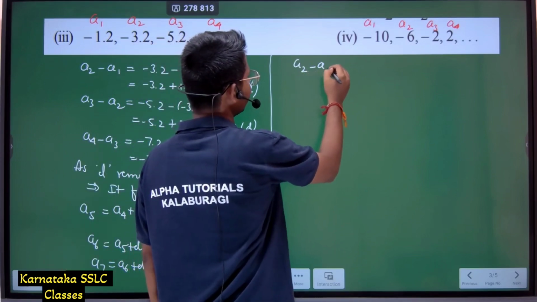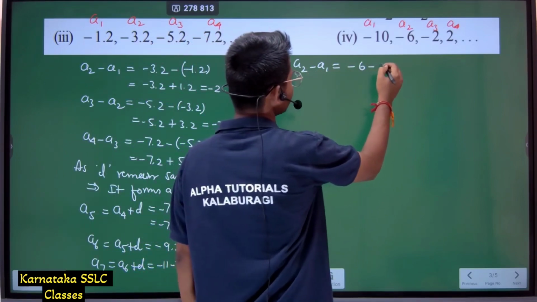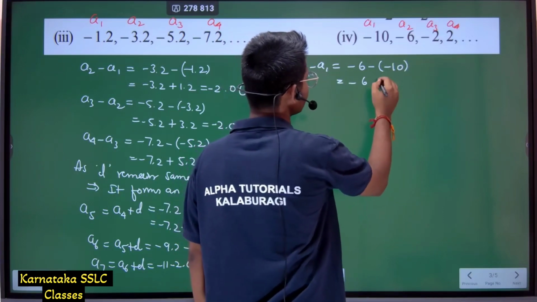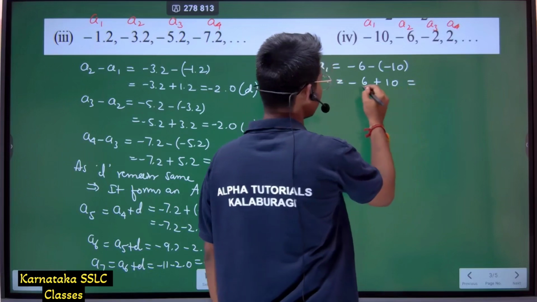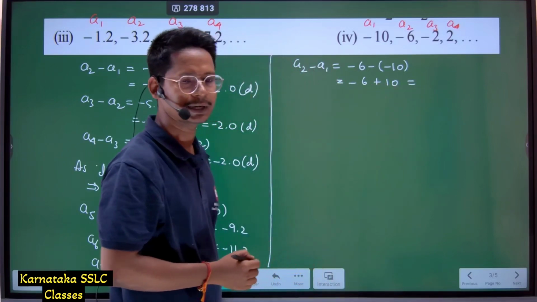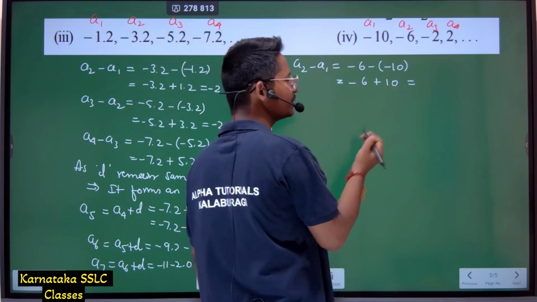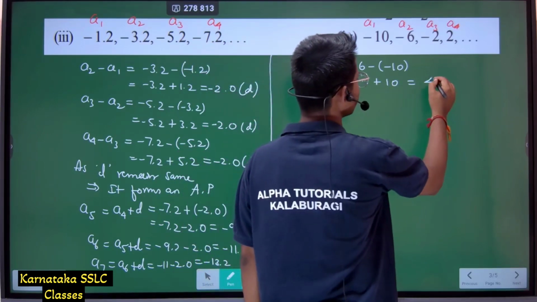A2 minus A1: minus 6 minus of minus 10. Correct? So minus 6 minus into minus plus 10. One is minus, other is plus. Take the difference. 10 minus 6 is 4, but the bigger number has a plus sign, so it is going to be plus 4. Or you can just write a 4.